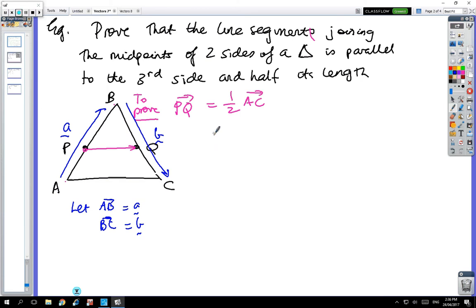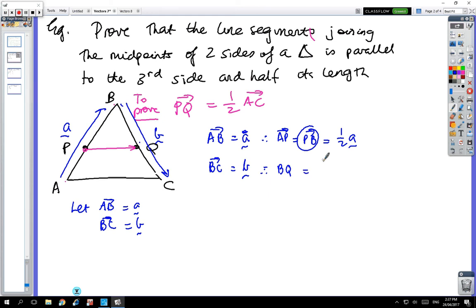So if AB equals A, then AP equals PB, and that's the more important one, PB, and that equals a half of A. And if BC equals B, then BQ, so from B to Q, will be half of B.